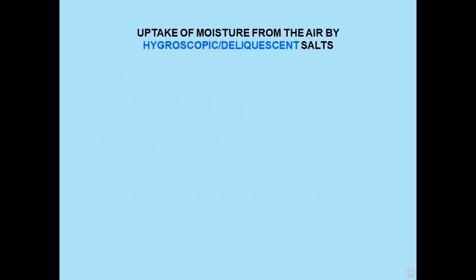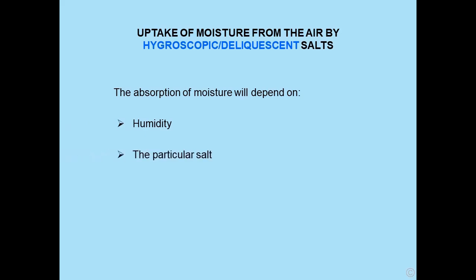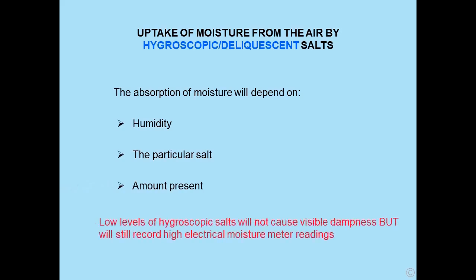Uptake of moisture from air by hygroscopic and deliquescent salts. The absorption of moisture depends on several factors. Number one, the humidity. The greater the humidity, the more water that's taken up from the atmosphere. It also depends on the particular salt. Some hygroscopic salts are more hygroscopic, for want of another word, than others. And of course, the amount present. The more the merrier, basically. Low levels of hygroscopic salts don't usually cause visible dampness, but they will still record high electrical moisture meter readings.